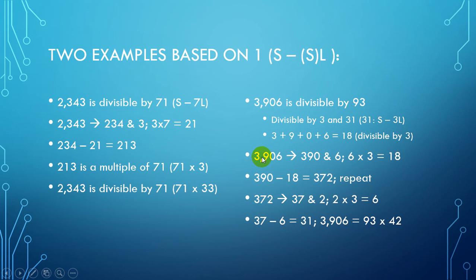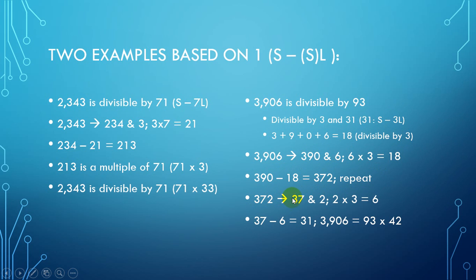We're going to break 3,906 into the stem and leaf. So here's your stem, 390, and then your leaf, 6. You're going to multiply it by 3 to give you 18, and subtract that from 390, and that gives you 372. Let's repeat that, just so we can get a clearer multiple of 31.